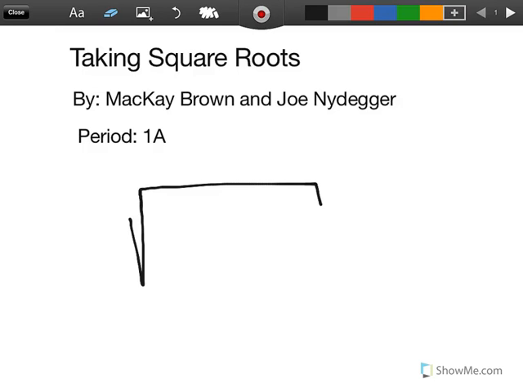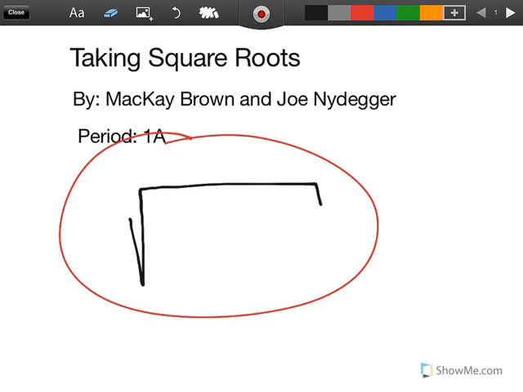Okay, today we're going to learn how to take square roots by hand. This symbol right here is known as a square root sign or radical sign. It is asking us what number times itself equals the number inside of the square root sign, or the radical sign.